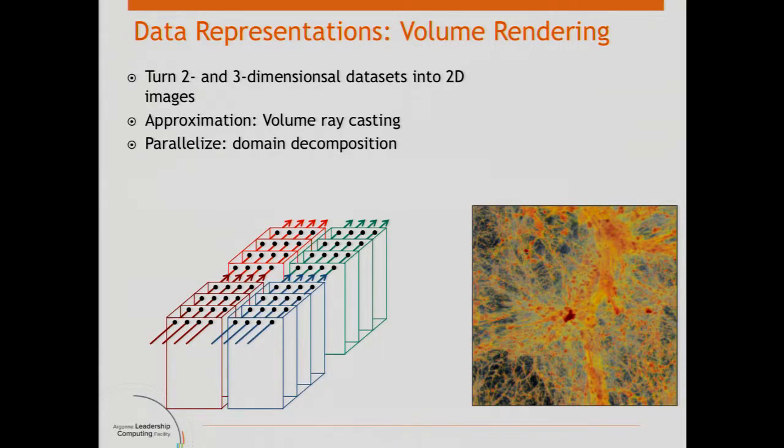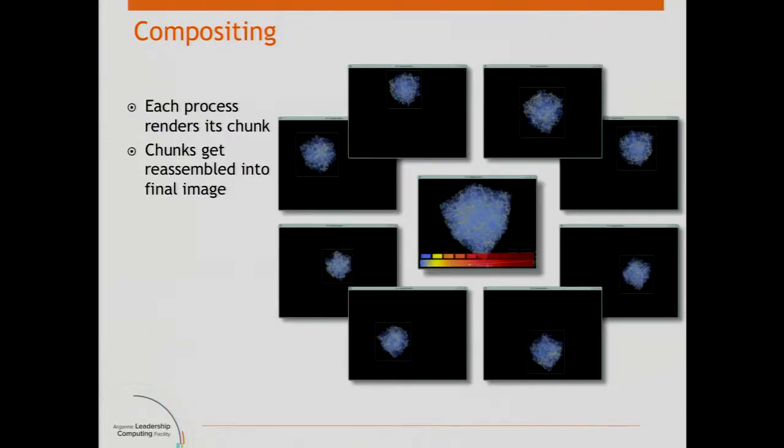And then when we're doing this in parallel, we subdivide that volume among different processes. I'm not showing it here, but this is where those ghost cells would come into play, so that the regions between the boundaries of the nodes don't end up showing breaks. Then each node would render a different chunk, and those individual chunks would then get reassembled and composited into a final image.